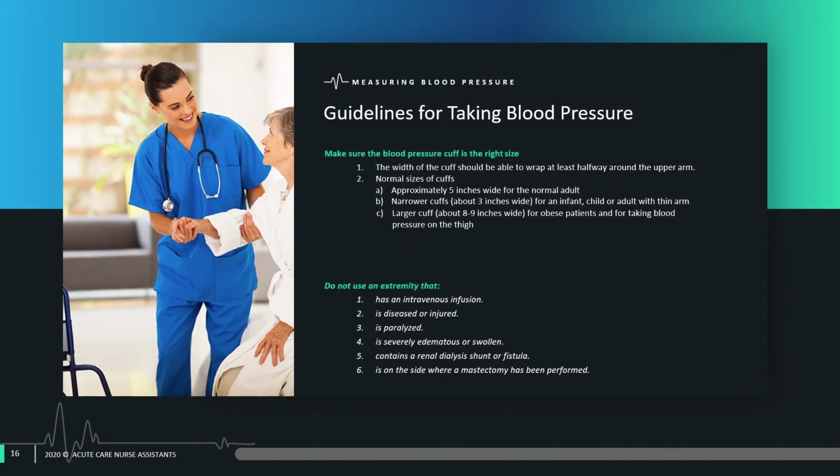Measuring blood pressure. Guidelines for taking blood pressure. Make sure the blood pressure cuff is the right size. The width of the cuff should be able to wrap at least halfway around the upper arm.